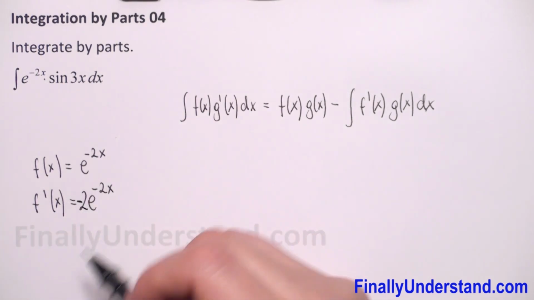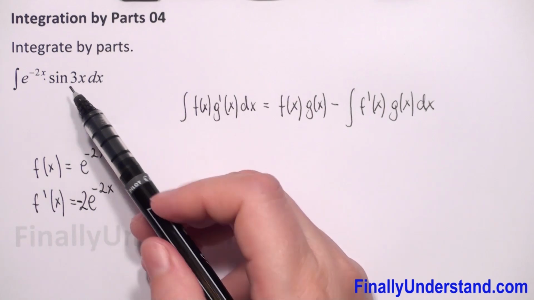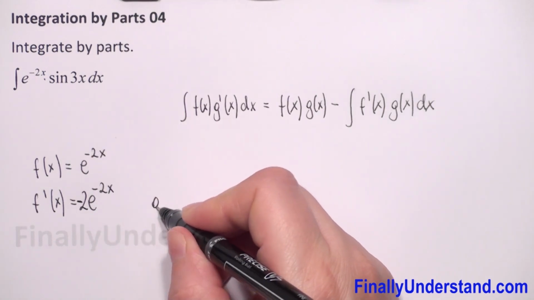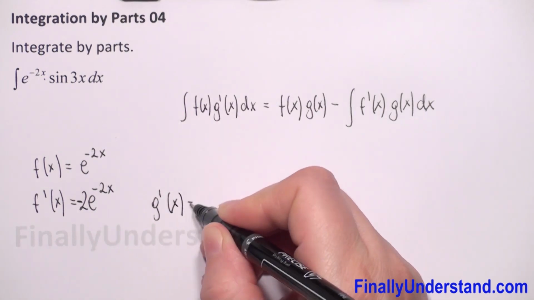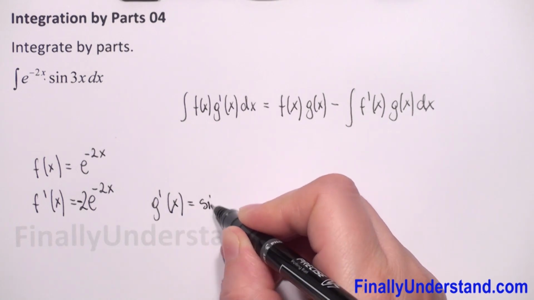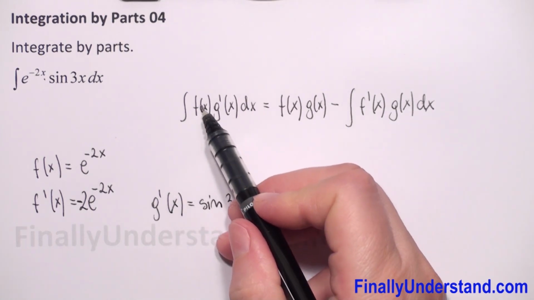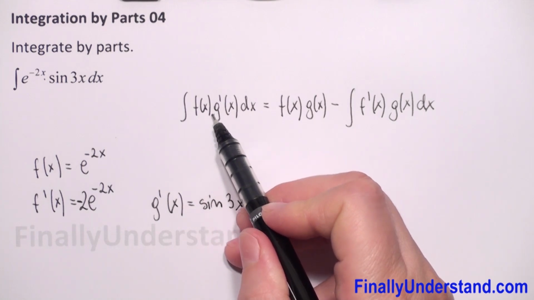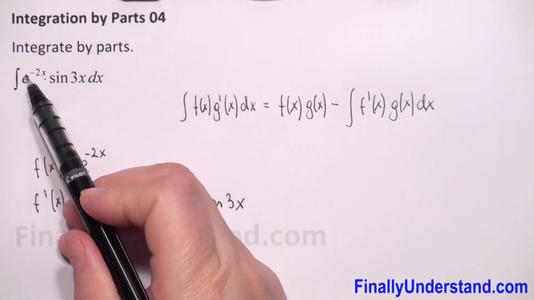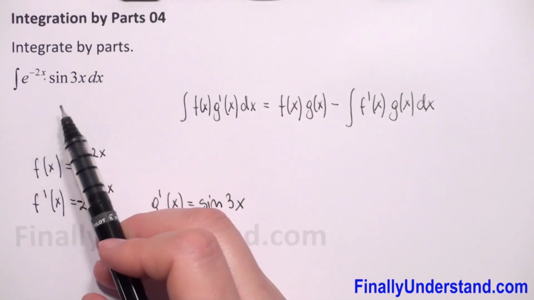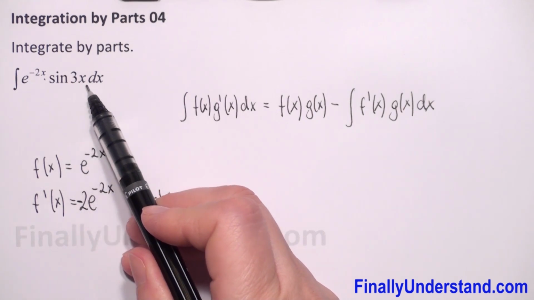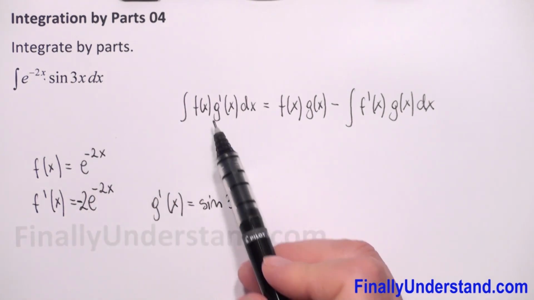So we have f prime. Now what is left? Sine 3x. So this is our g prime of x is equal to sine of 3x. Why? Because we just use this formula, f of x. I'll just put e to power negative 2x. So whatever is left must be our g prime.